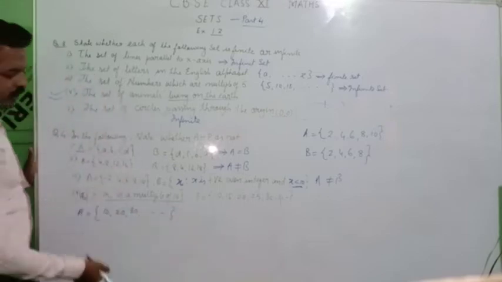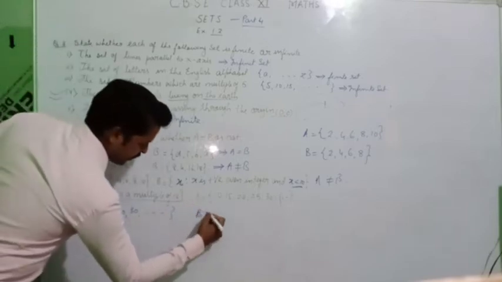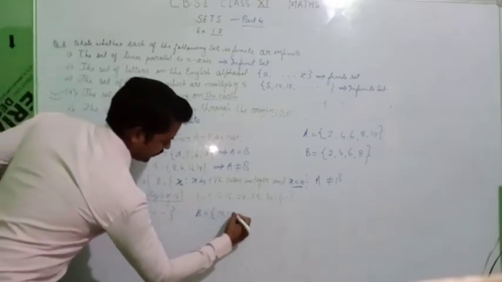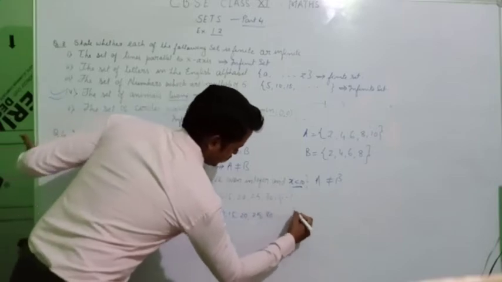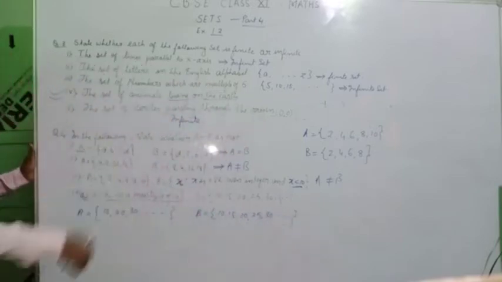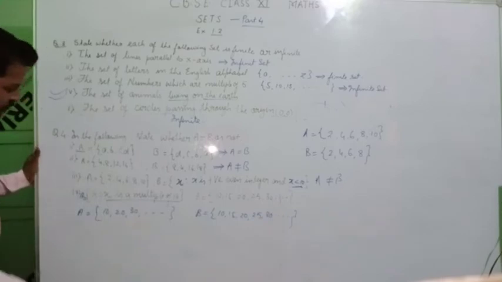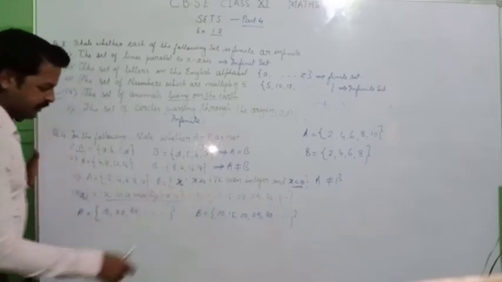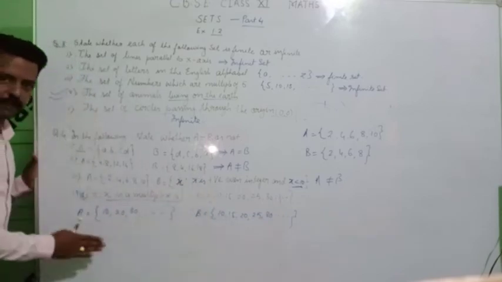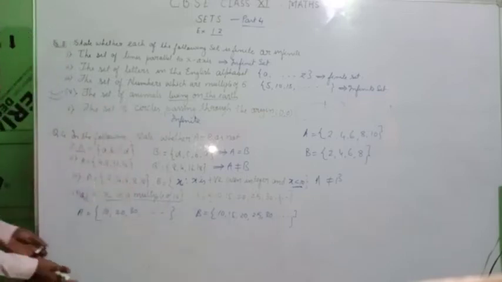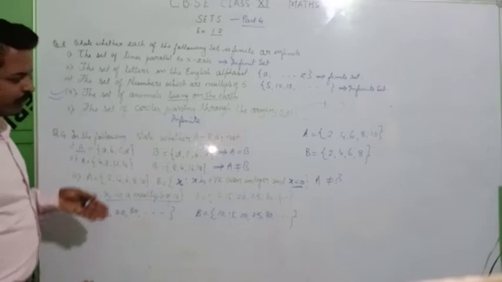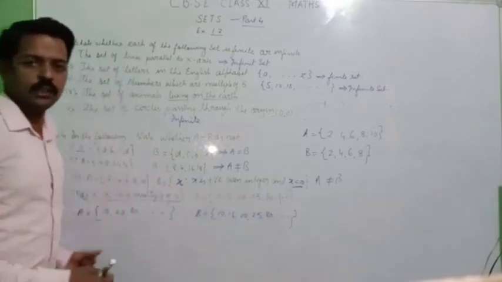Now convert B. B is already given in the roster form, so we need to convert 10, 15, 20, 25, 30, dot dot dot. See, first of all, both are infinite sets. Now A will be equal to B if all elements that are in A are also in B. मतलब जो एलिमेंट्स A में आते हैं वही सेम एलिमेंट अगर B में आते हैं तो A और B इक्वल होगा.